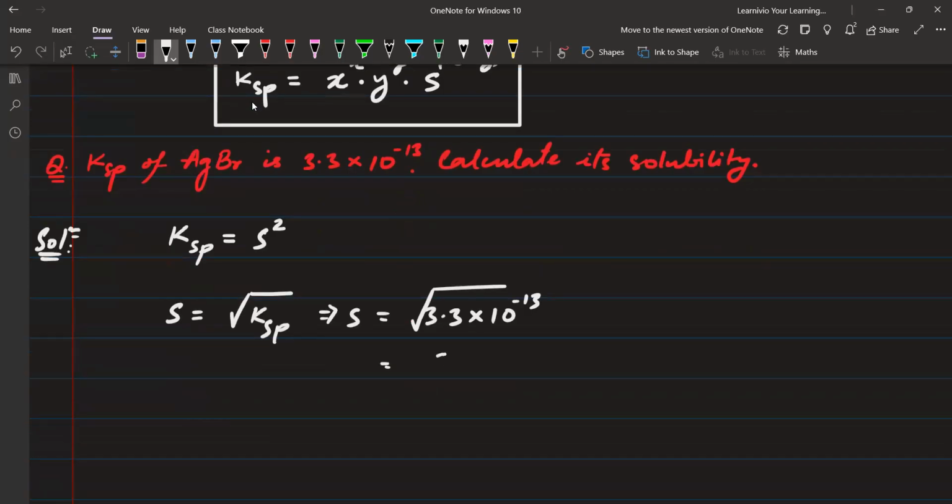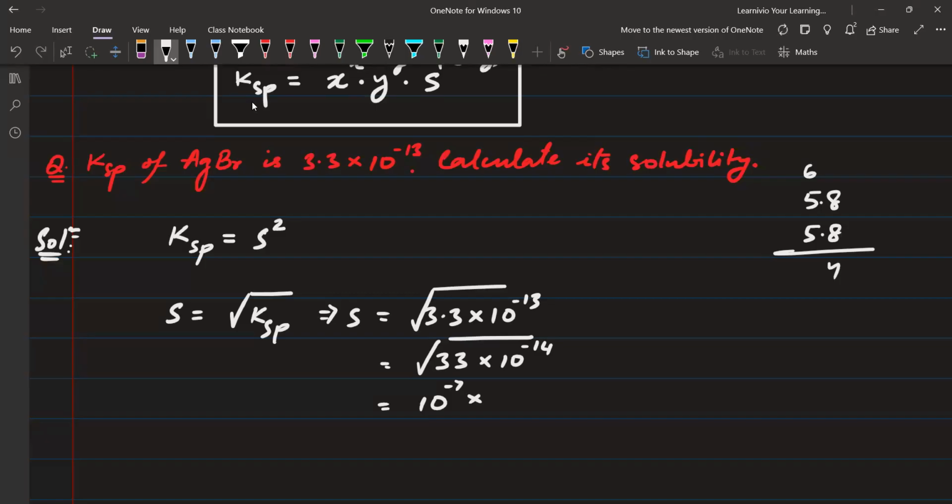And I can write this as 33 into 10 to the power minus 14 under root, which will be equal to 10 to the power minus 7 into root 33. Root 33 will be approximately, 6 होता तो 36 होता, 5.8 करके देखते हैं. 5.8 and 5.8, 8 8s are 64 and 8 5s are 40. 40 plus 6 will be equal to how much? 46. 8 5s are 40 and 5 5s are 25. 25 plus 4 will be 29.